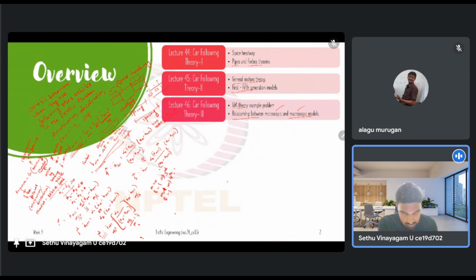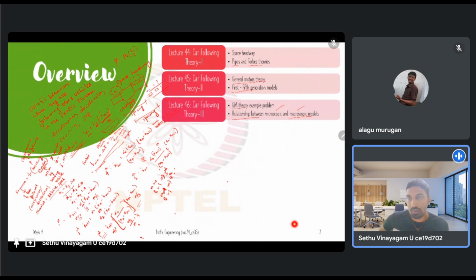Okay, so what they found is this third generation model can actually be related to Greenberg's model, right? So in Greenberg's model, we have speed equal to some mu naught into kj by k, right? So we have the macroscopic model. So this was Greenberg's model.